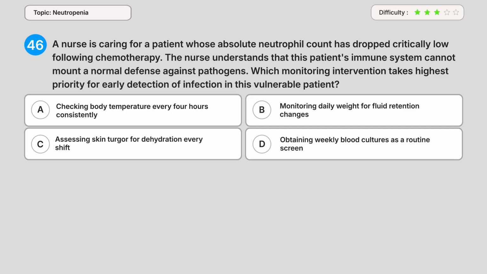A. Checking body temperature every 4 hours consistently. B. Monitoring daily weight for fluid retention changes. C. Assessing skin turgor for dehydration every shift. D. Obtaining weekly blood cultures as a routine screen. Do you know the answer?